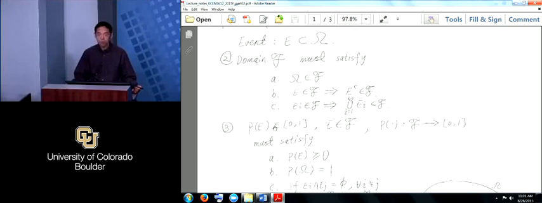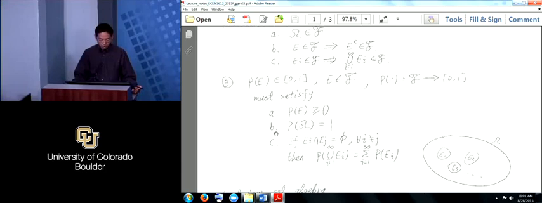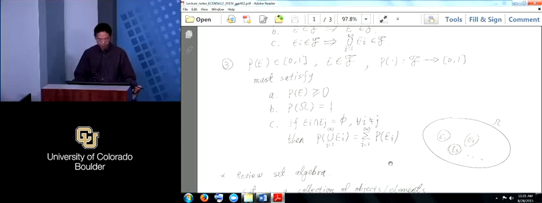And for the probability function, we have three properties: non-negative, normalization, and the probability of a union of disjoint events equal to the sum. Okay.